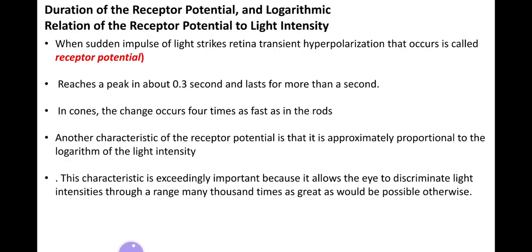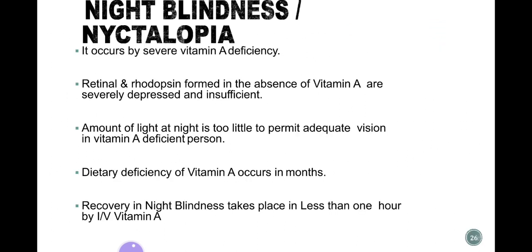Next, what is the receptor potential? When a sudden impulse of light strikes the retina, a transient hyperpolarization occurs. This is known as the receptor potential. It reaches a peak in about 0.3 seconds and lasts for more than a second. In cones, the change occurs 4 times as fast as in the rods. Another characteristic of the receptor potential is that it is approximately proportional to the logarithm of the light intensity. This is exceedingly important because it allows the eye to discriminate light intensities through a range many thousand times as great as would be possible otherwise.